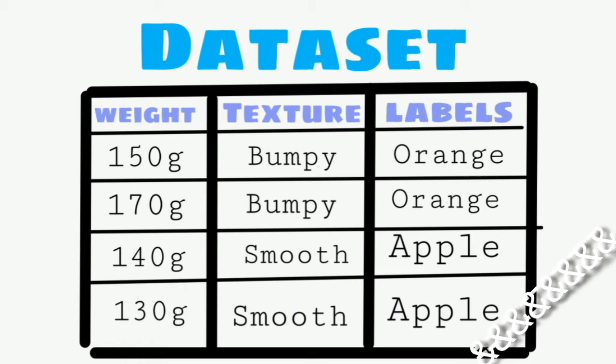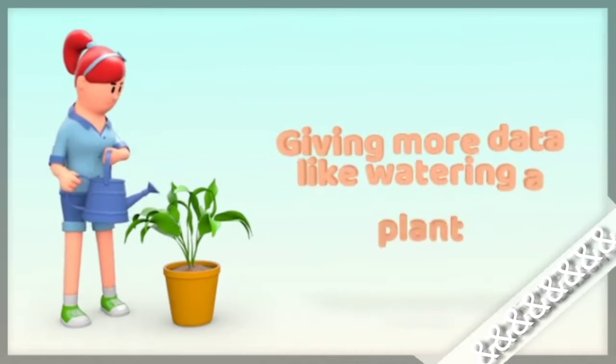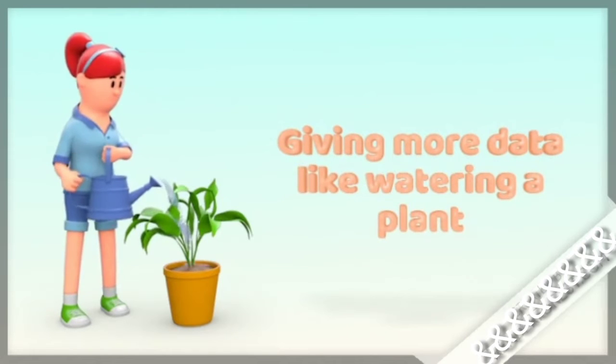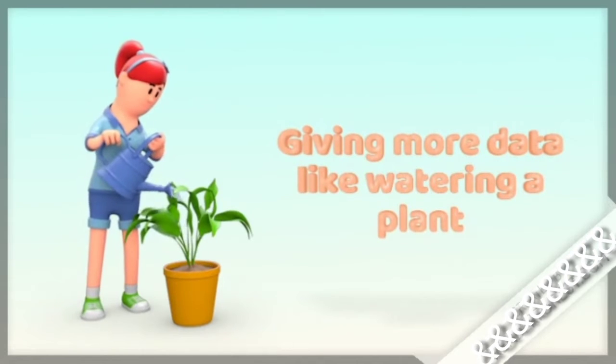Our dataset consists of two features, weight and texture, and our label. Like we water a plant to grow it, furthermore, we give more data to make our decision tree much stronger.